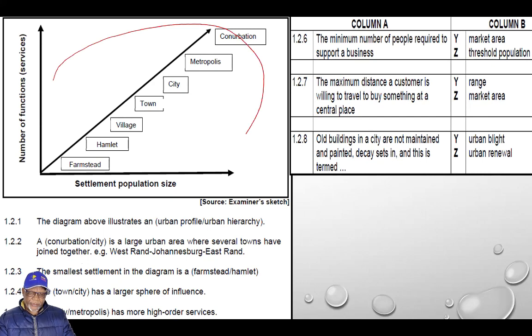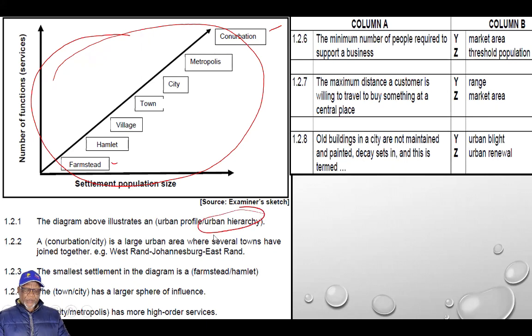The diagram above, which is the entire diagram, says the diagram above illustrates an urban profile or an urban hierarchy. We know a profile is the side view of the city, where you're looking at the buildings increasing with height towards the center and decreasing away from the center. But this one is simply showing you the ranking of settlements from the smallest to the largest. So it's going to be an urban hierarchy.